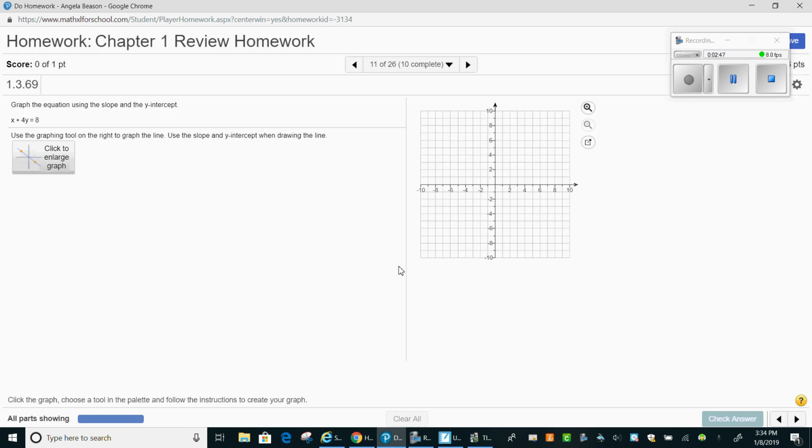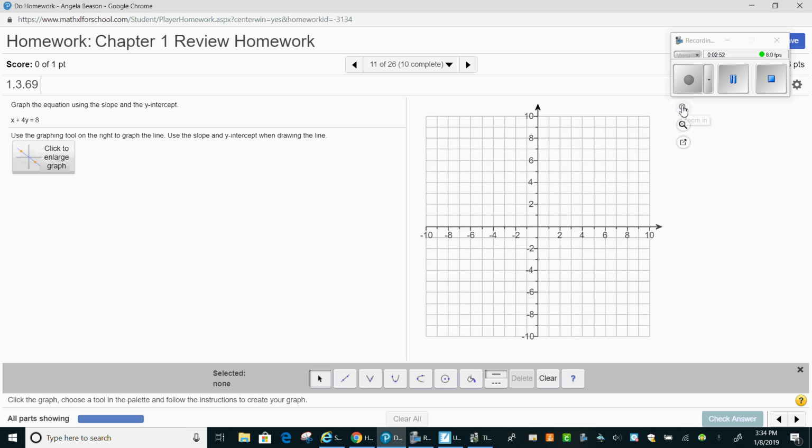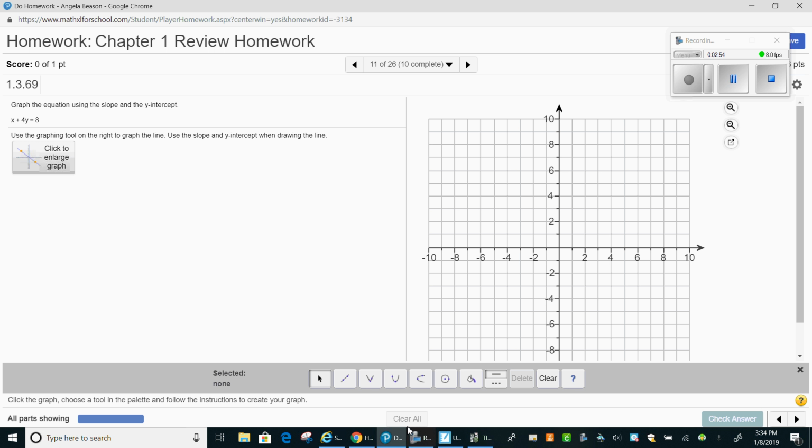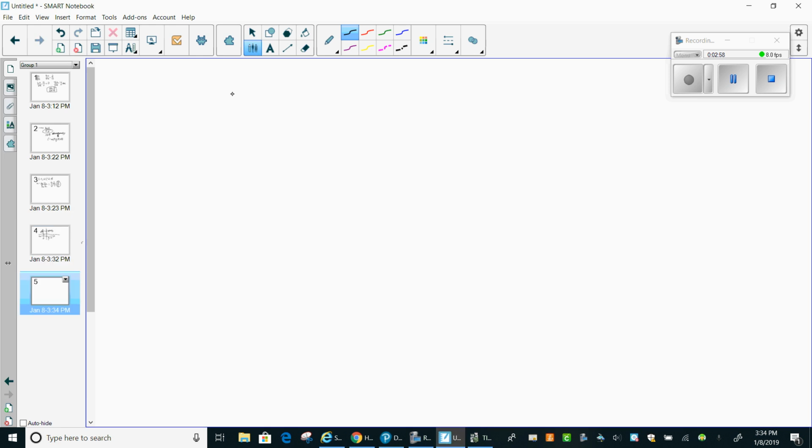Question number 11. They want me to graph this line. x plus 4y equals 8. Lots of ways you can do this. We'll talk about a couple of them, even though it's going to take me a few minutes. x plus 4y equals 8.